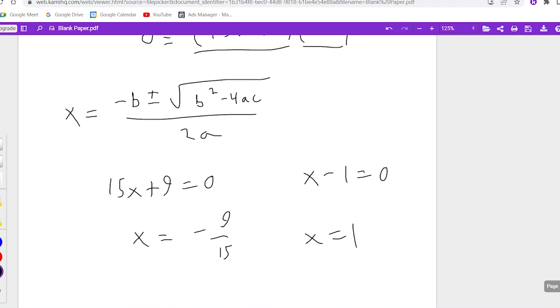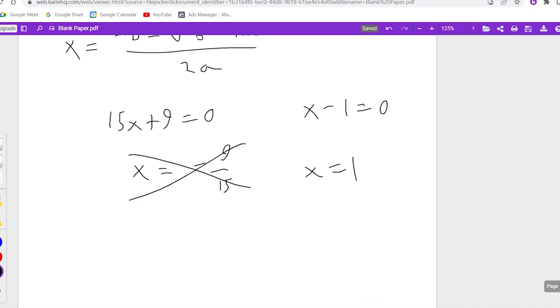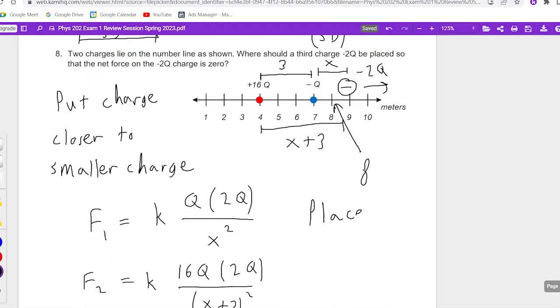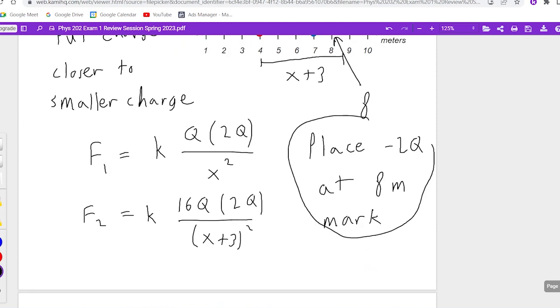We do not have two answers to this question, we can only have one, and I think it's safe to say that the negative answer cannot be because you cannot have a negative distance. So the answer is x equals 1, but just to be very clear, going back to my number line, x is 1, so it's like 1 away from the 7. You place it at 8. So place, final answer, place the negative 2q charge at 8 meter mark. And that is my final answer.